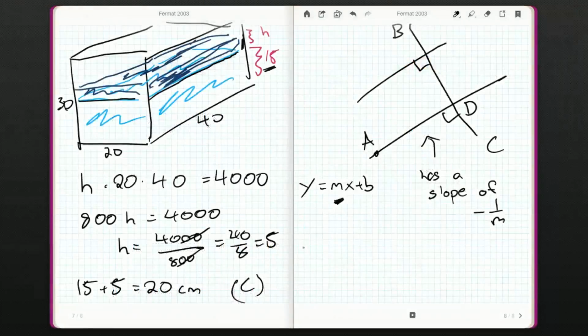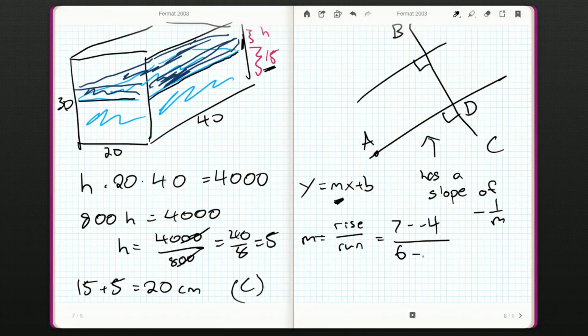So for m here, we do rise over run. The rise is the difference in the y coordinates. We had 7 and negative 4, so 7 minus negative 4. And then the run is the difference in the x coordinates. That's 6 minus 9. So we'll get 11 on top and negative 3 on the bottom, or negative 11 over 3. We usually put the negative number on top. So that's m.